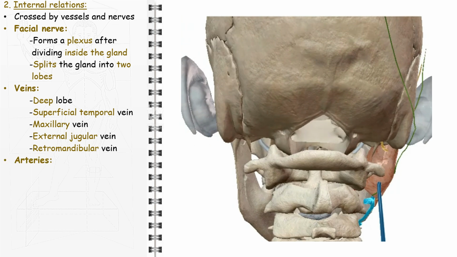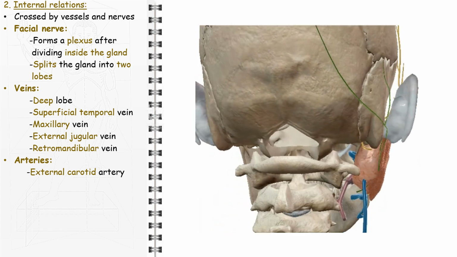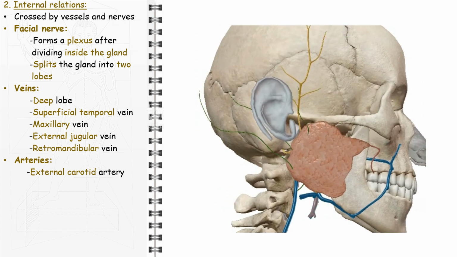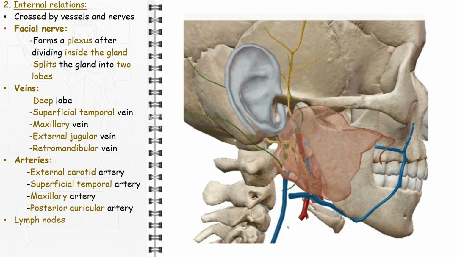The arteries that travel the deep lobe of the gland are the external carotid artery which enters the gland at its posteromedial surface, divides into the superficial temporal artery and the maxillary artery after giving its posterior auricular branch inside the gland. Lymph nodes are contained in the gland as well.